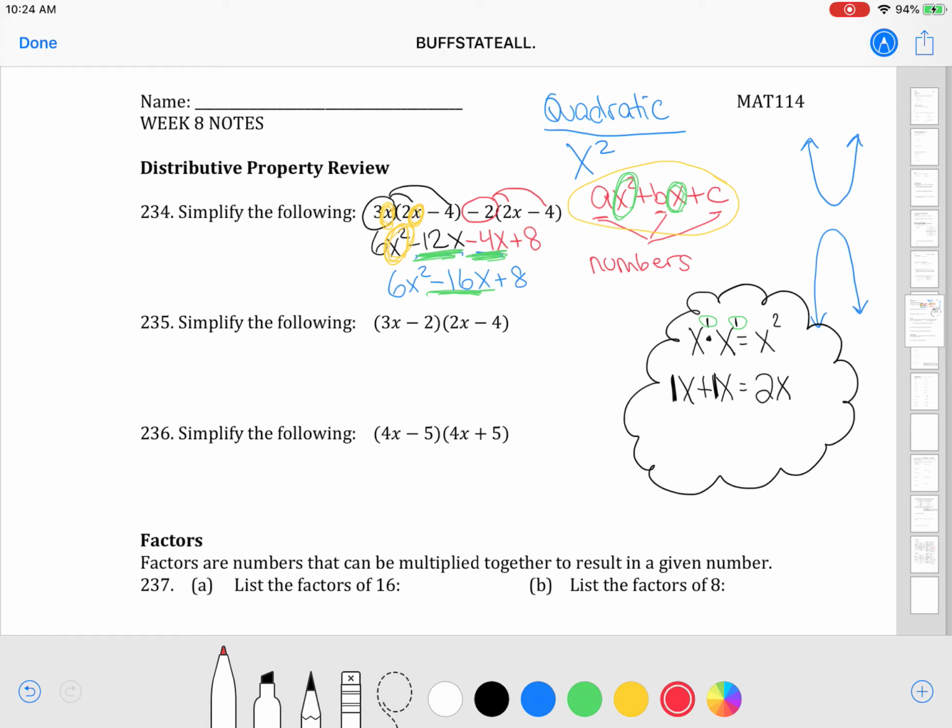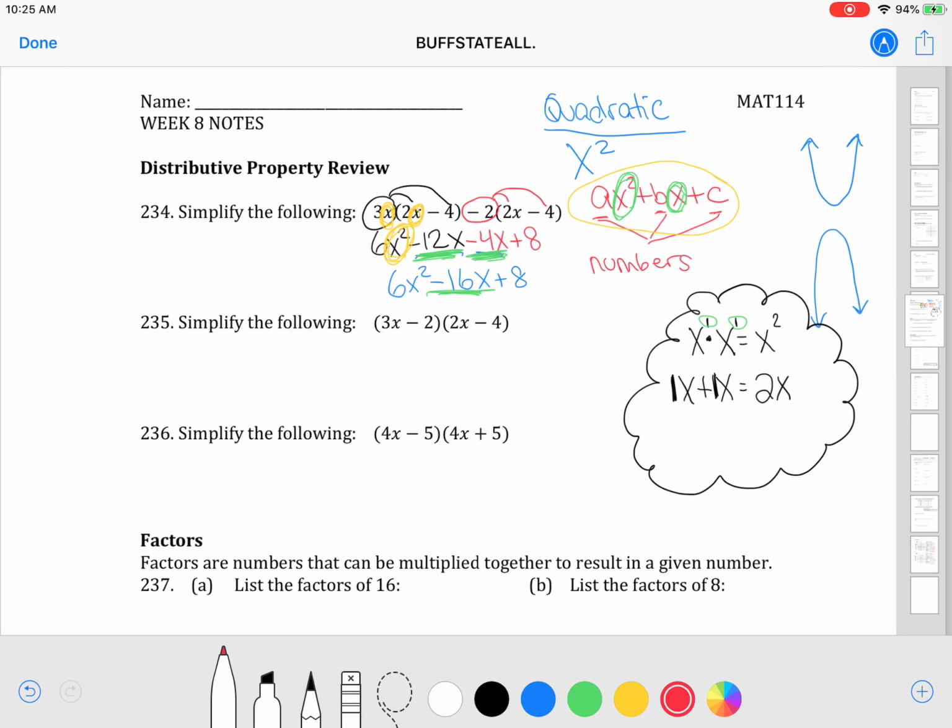All right, so let's take that to practice with the next one. Now, believe it or not, question 235 is identical to question 234. It's just written out differently. So I'm going to try my best to show this to you on an iPad, showing this distribution. So if you look back at 234, the first thing we distributed through was 3x. That's exactly what we're going to do for this one.